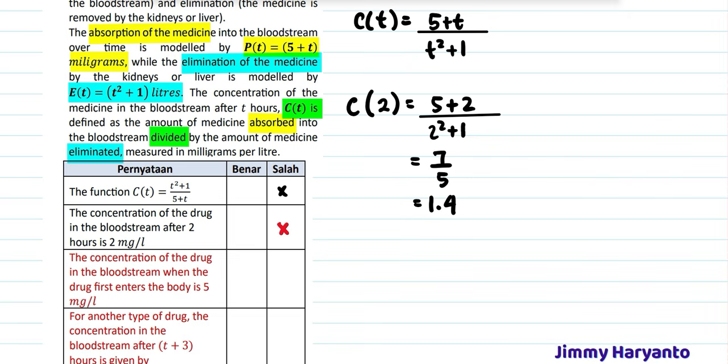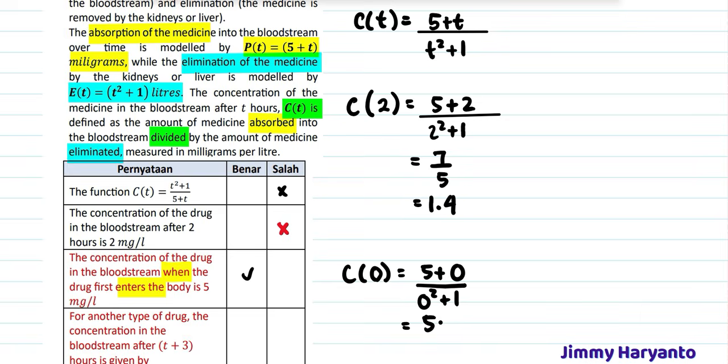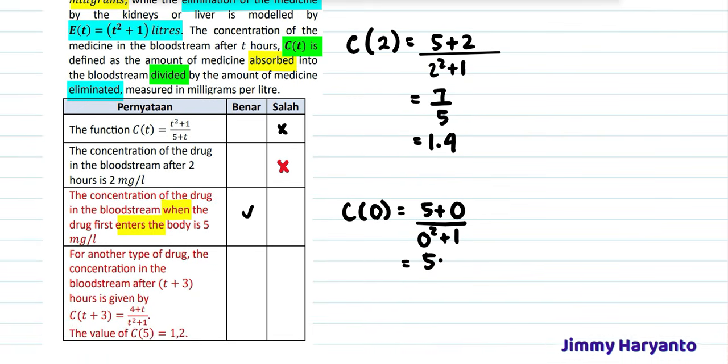Next is the concentration when the drug first enters the body. Enter the body means the time is still 0, right? So the question wants you to find the concentration when the time equals 0. So 5 plus 0 over 0 squared plus 1 equals 5. Yes, this one's correct.